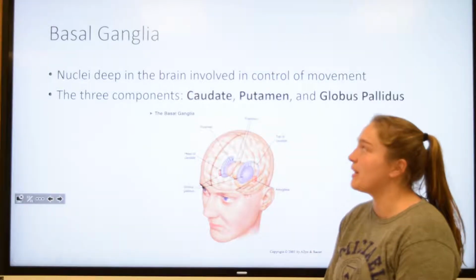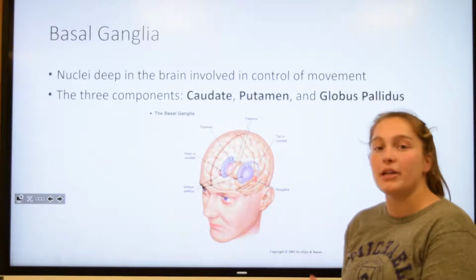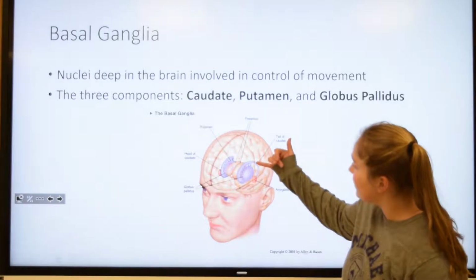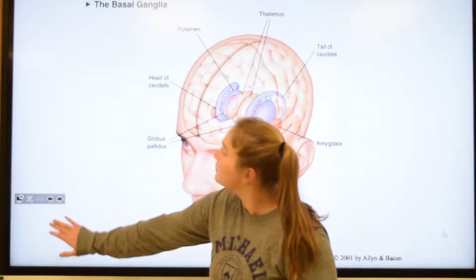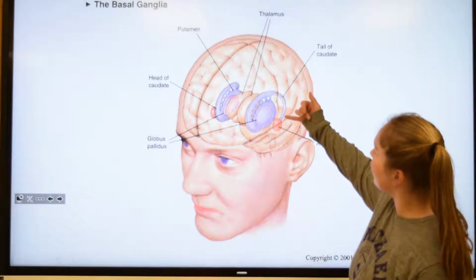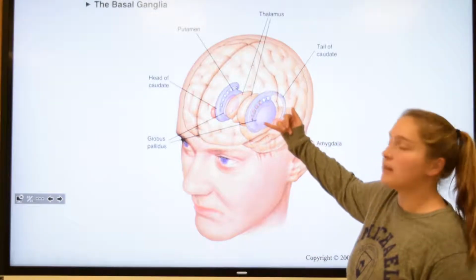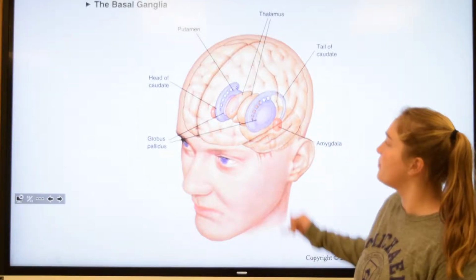Today I'm going to be talking about a few more parts of the brain. So to begin with, we're going to talk about the basal ganglia. The basal ganglia is composed of 3 major nuclei: the caudate, the putamen, and the globus pallidus. And here we see a larger picture of the basal ganglia, so we can see the caudate right here. The globus pallidus is this lighter pinkish circle, and then around the outside is the putamen.